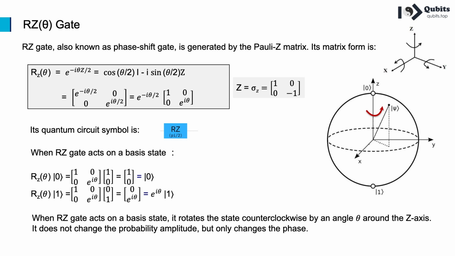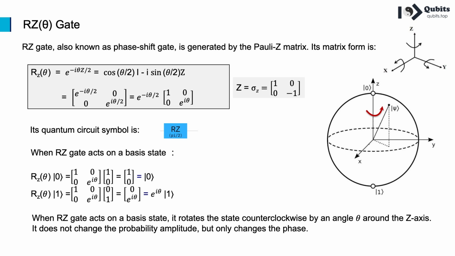The RZ gate can be generated using the Pauli-Z matrix, which is also known as the Z gate, as a generator. Specifically, the RZ gate can be written as e to the power of negative i phi over 2 times Z, where exp denotes the matrix exponential function and Z is the Pauli-Z matrix. This means that applying the RZ gate to a qubit state is equivalent to rotating the state around the z-axis by an angle of phi over 2.